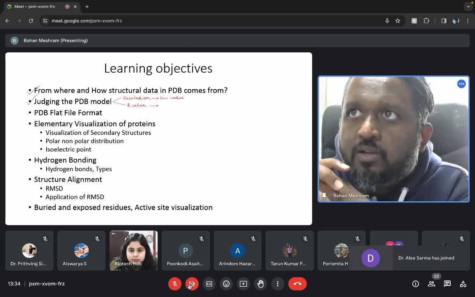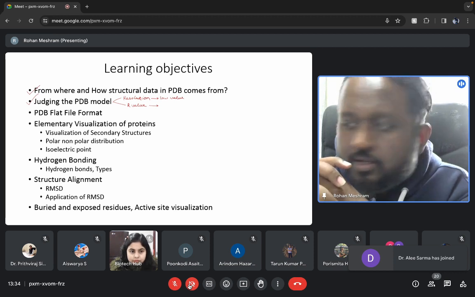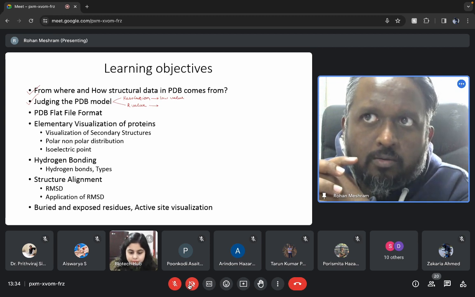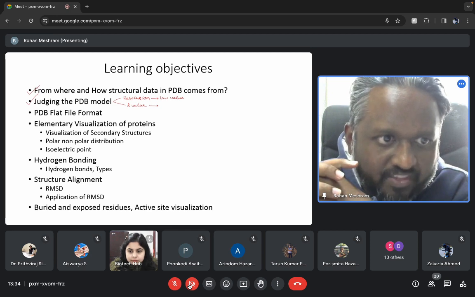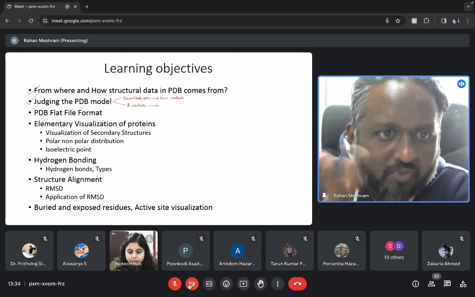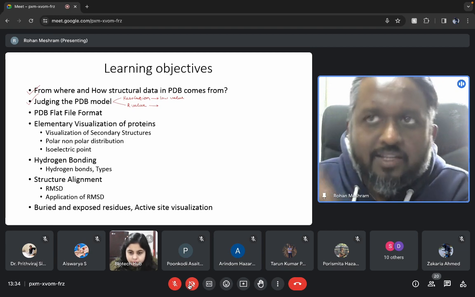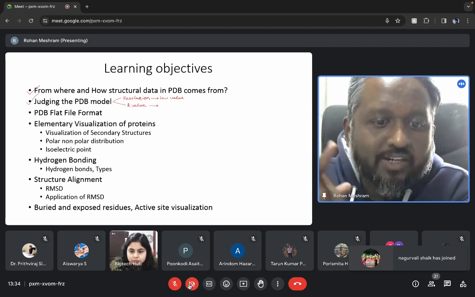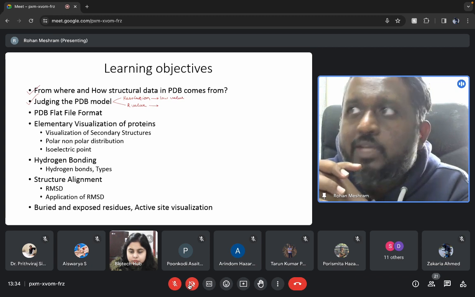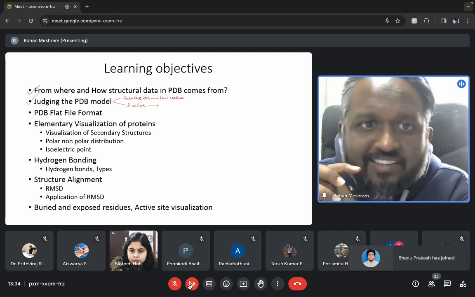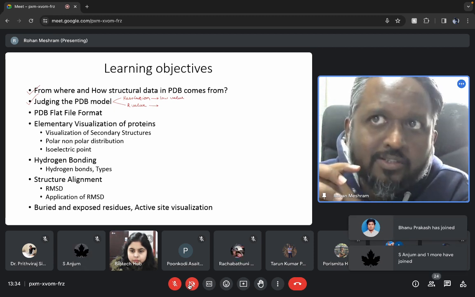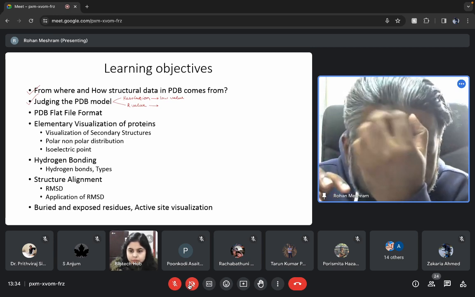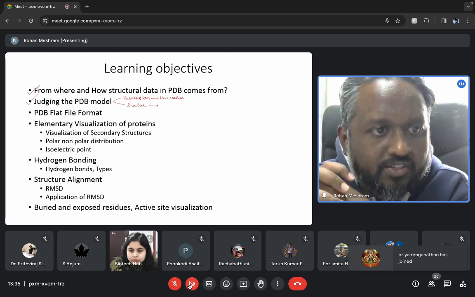Then we began exploring the PDB flat file format. I began by showing you the crystallographically solved model, and how you visualize it using software like SPDBV. We also simultaneously opened the same file in a text editor like TextPad or Notepad, and tried to correlate what information is read from your PDB file so that you can visualize it in any visualizer. Then we talked about a lot of questions, like why we don't see any hydrogen atoms in the models solved using X-ray crystallography. We also talked about occupancy and B factor, and all those things were discussed in the PDB flat file format.